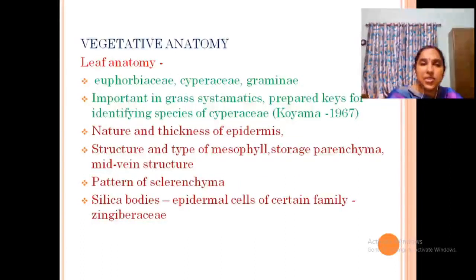Now, vegetative anatomy mainly includes leaf anatomy. Particular members have different specific leaf anatomy. Euphorbiaceae, Cyperaceae and Gramineae are characterized by a special type of leaf anatomy. That also helps as an important key for identifying species. The nature and thickness of the epidermis is also very important. Vein structure, mesophyll, pattern of sclerenchyma, silica bodies, then cystoliths, raphides, starch grains are also very important. Silica bodies are a characteristic feature of the family Zingiberaceae. So these are some of the important points coming under leaf anatomy.